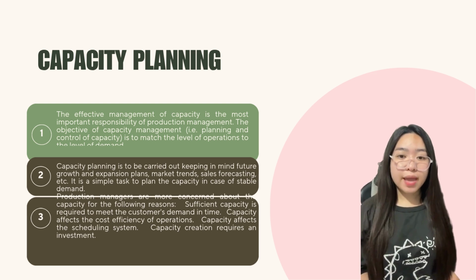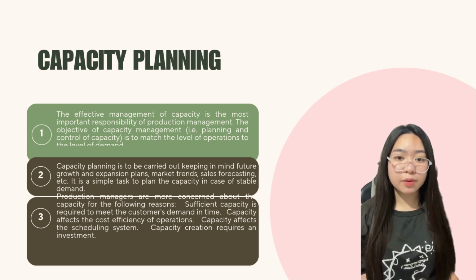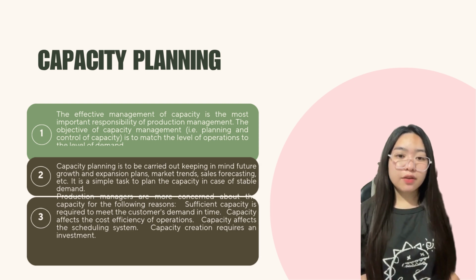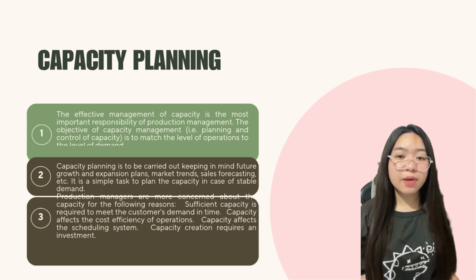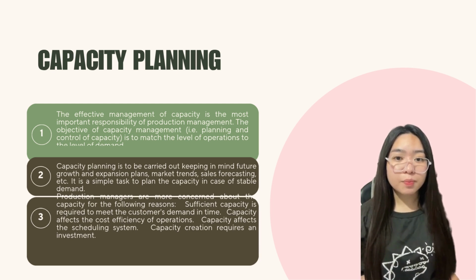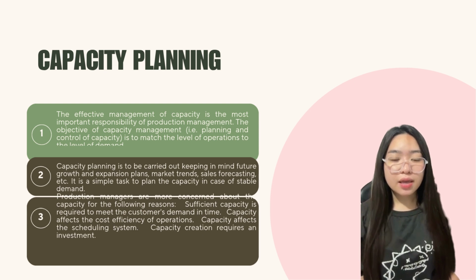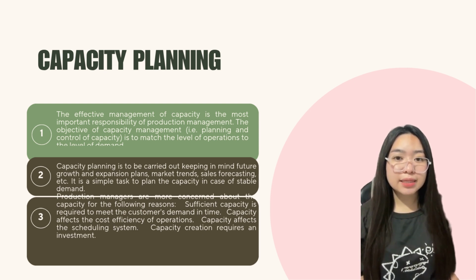The effective management of capacity is the most important responsibility of production management. The objective of capacity management is to match the level of operations to the level of demand. Capacity planning is to be carried out keeping in mind future growth and expansion plans, market trends, sales forecasting, etc. It is a simple task to plan the capacity in case of stable demand. Production managers are more concerned about the capacity for the following reasons.